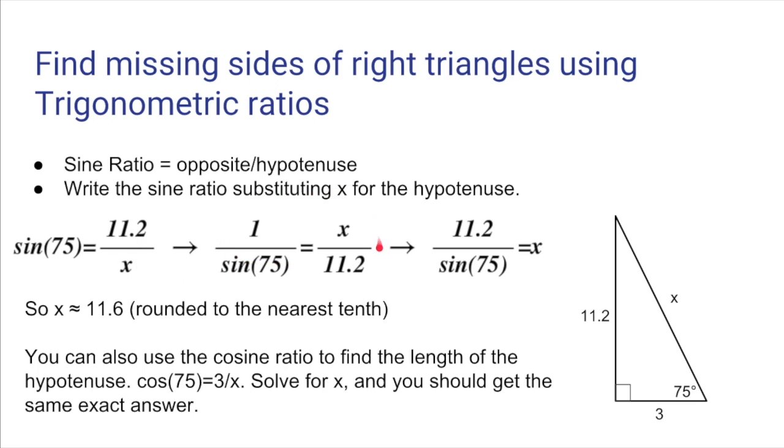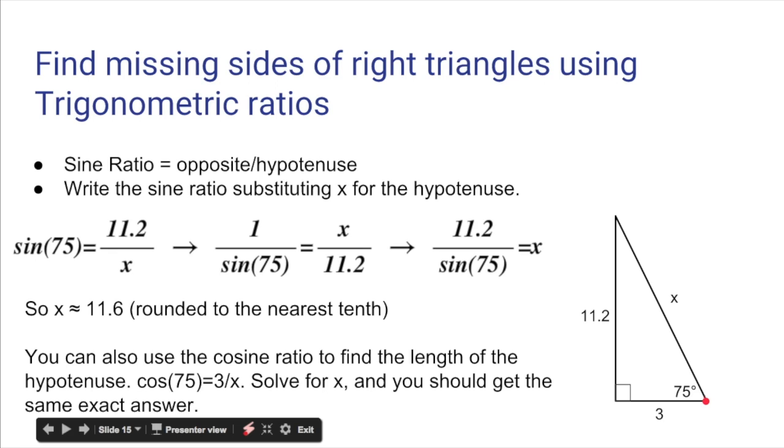Now here, if you remember, these are proportions, by the way. This is sine 75 over 1 is equal to another ratio, 11.2 over X. And using one of the properties, I could flip both ratios, and then multiply both sides by 11.2, and I get X is equal to 11.2 divided by sine 75. So you're going to type this number in your calculator, and you'll get that X is approximately 11.6. And you could also use the cosine ratio to solve for X, and you should get the same answer.